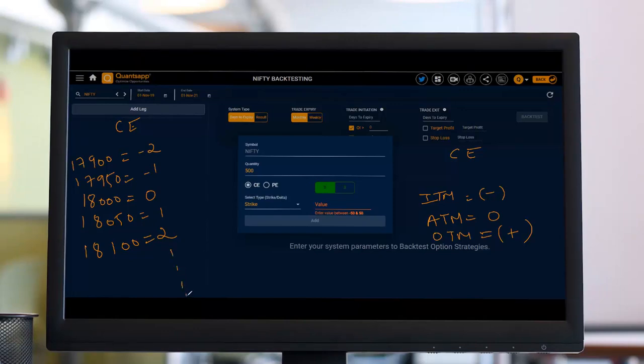So these are my inputs which are needed to be given in the strike selection. Then it depends upon how far I want to go in terms of strike selection. I can just keep on changing these figures. Let's say I want to go 3 strikes out of the money. Let's say if I want to go 18,150 call, I will type +3.